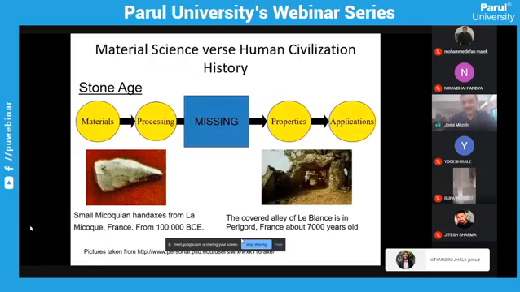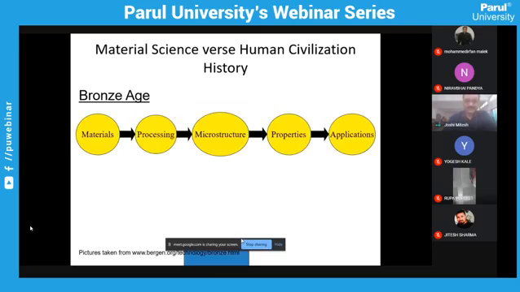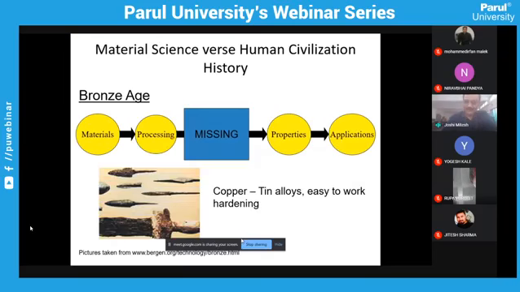After the Stone Age, when they were digging, there were other materials available, like metals, called the Bronze Age. In the Bronze Age, again, they had different materials, like metals, copper, tin, alloys, and by processing them, they made them harder, sharper, and they defined their applications, like arrows, tools, and everything. So these were around 1000 years back.